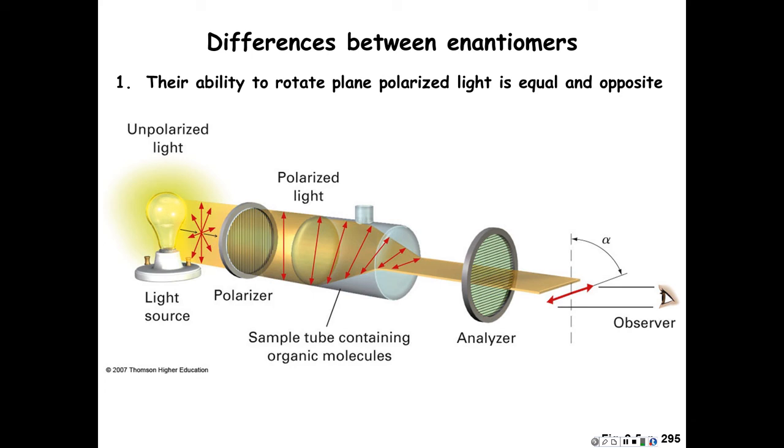And then I'm going to define enantiomers. Anyway, first is they rotate plane polarized light. And 2, they interact differently with other chiral species.